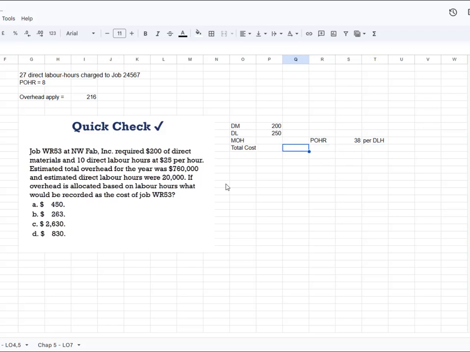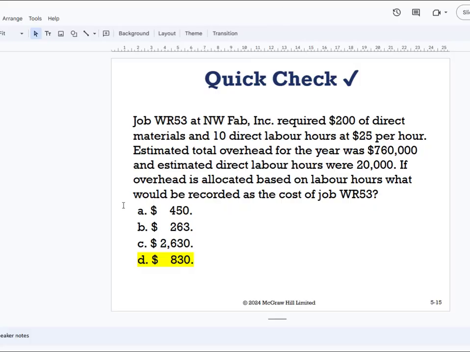Cool. All right, so then my manufacturing overhead, I incurred 10 direct labor hours, equals 10 times my predetermined overhead rate of 38, and that gets me 380. So now I need to add up these three costs, and I get a total cost for this job of $830. So if you picked D, you would be correct.